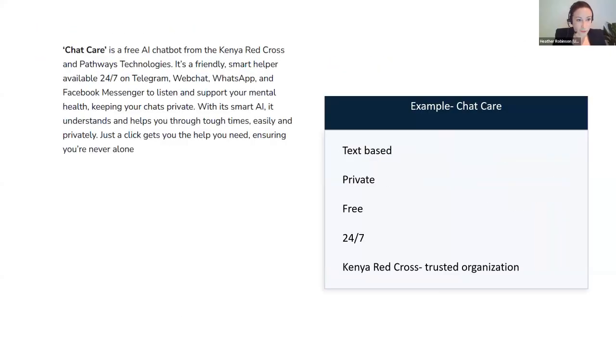So some examples would be ChatCare. ChatCare is an AI chatbot from the Kenyan Red Cross. The reasons why I think it's successful: it's a very simple app. It's text-based. You can access it with WhatsApp. You don't need an advanced technology phone to be able to use it, and it's free to use. It's available 24/7, which is really important. And I think that because it's from the Red Cross, it is more trusted.